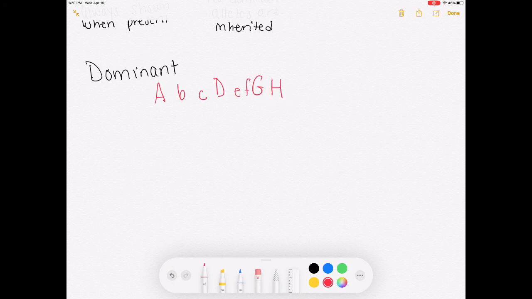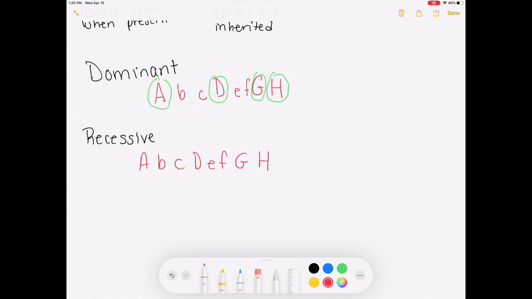Now, if I ask you to go through and maybe circle the ones that are dominant or the ones that could be shown by dominant, you would circle the capital letters because the capital letter is how we represent a dominant gene. Now, if we talk about a recessive trait, recessive is going to be shown by lowercase letters. So if I use those same series of letters, with my mix of capital and lowercase, this time you would circle all the lowercase letters because that's how we show recessive.